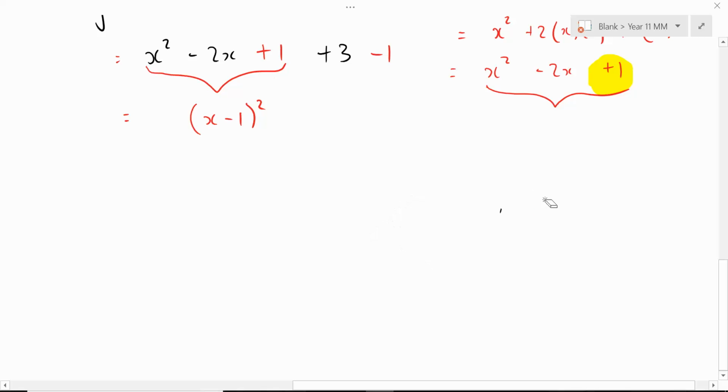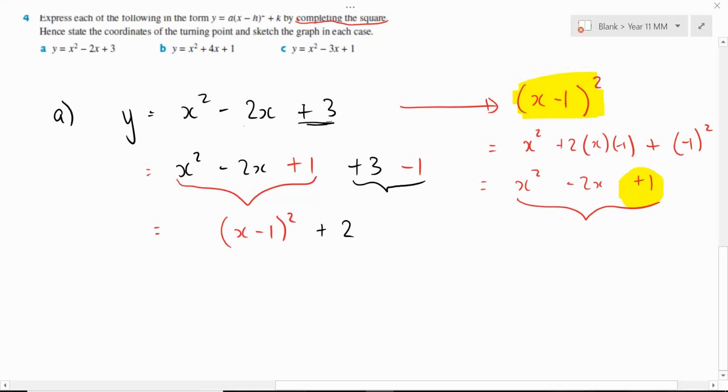So it's the same thing here. I'm just putting in a 1, but then I'm also subtracting it. So technically I haven't changed anything, right? But by putting that 1, it's nice because I can factorize it, and now I've got 3 minus 1, which is plus 2. This technique, from here to here, is called completing the square.